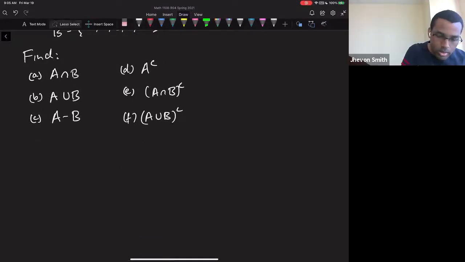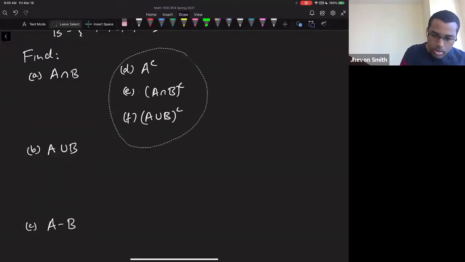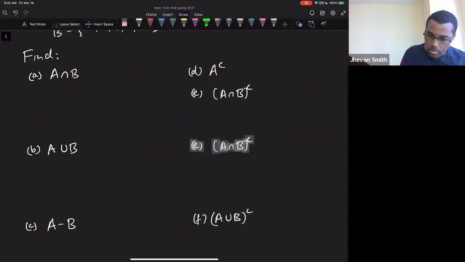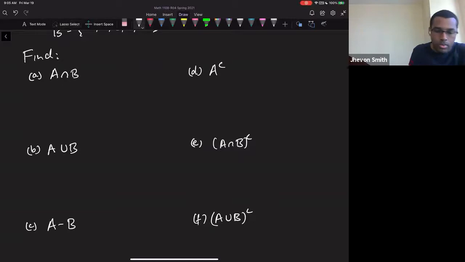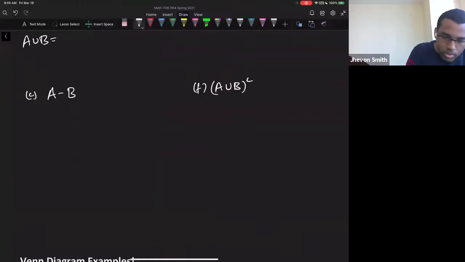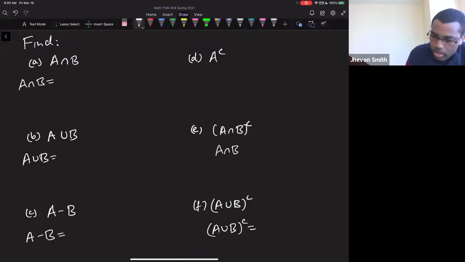Okay, so here, let's find these: A intersect B, A union B, A minus B, A union B complement, A intersect B complement, A complement.